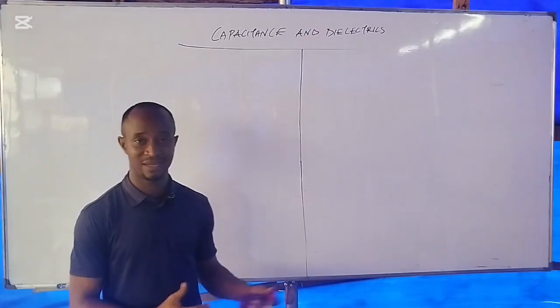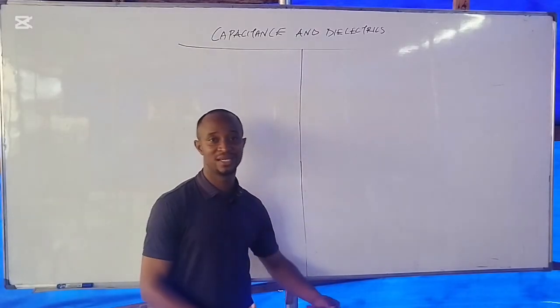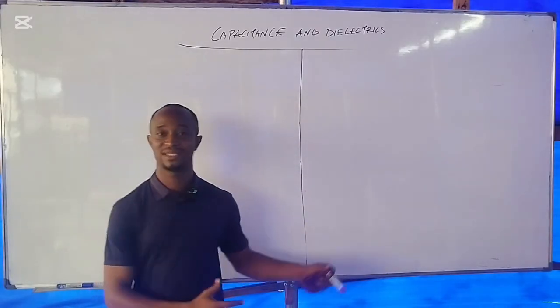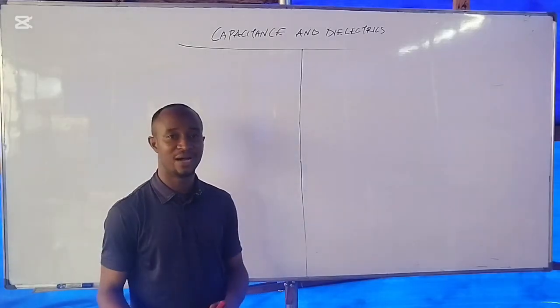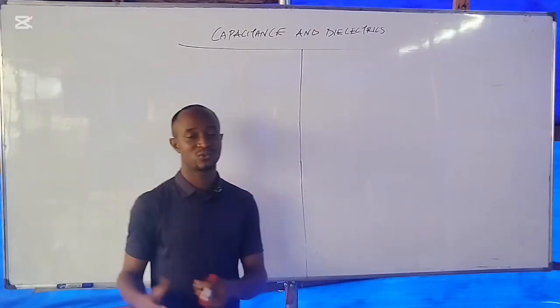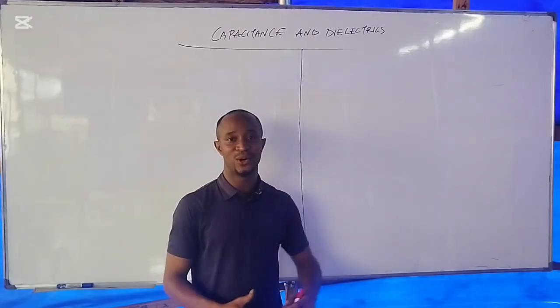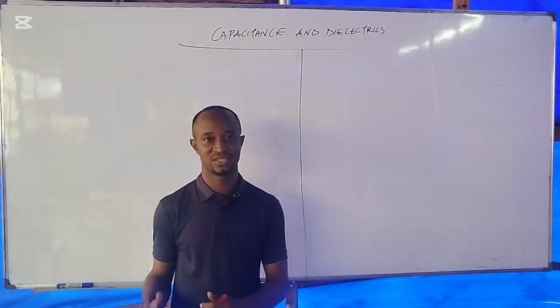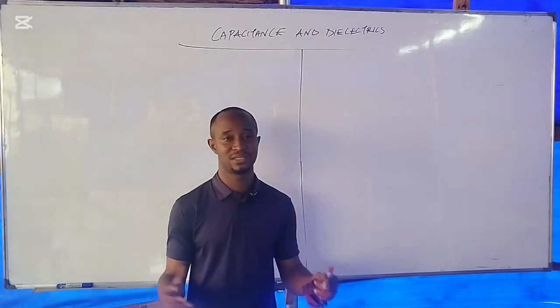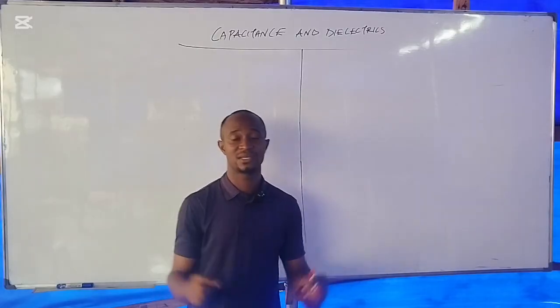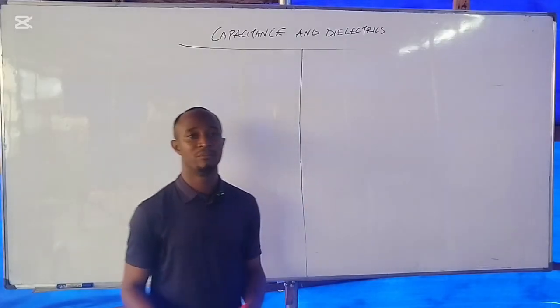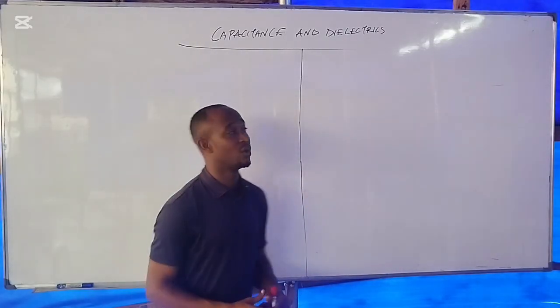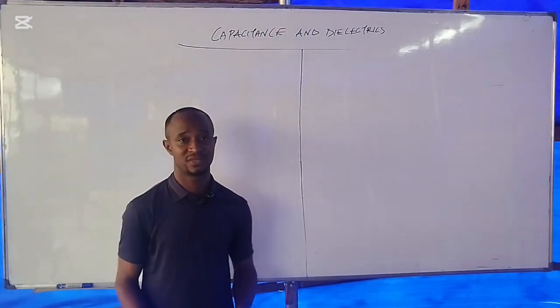In today's class, we shall be looking at dielectrics and capacitance. In our previous class, we discussed extensively on capacitors, and we also looked at how to find the equivalent capacitance of a capacitor. Now, we define a capacitor as a device that stores electrical charges. So any device that has a capacity to store charges is referred to as a capacitor. But in today's class, our emphasis will be on capacitance and dielectrics.